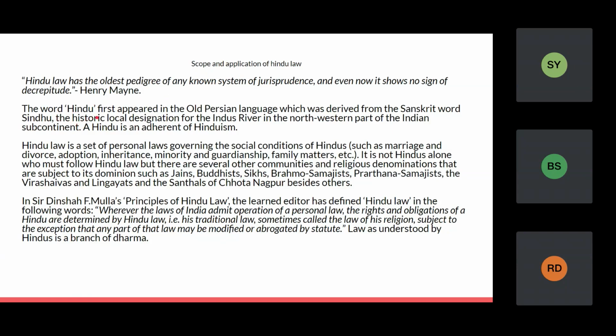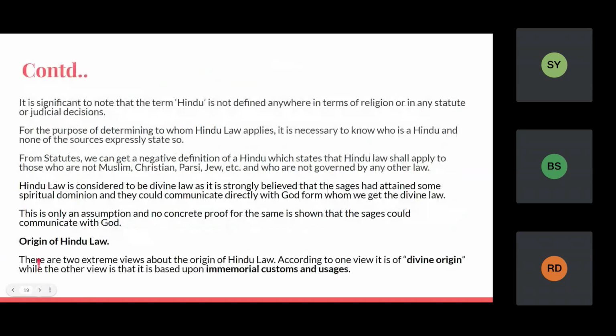The word Hindu first appeared in the Old Persian language, which was derived from the Sanskrit word Sindhu. So, who is a Hindu? A Hindu is a person who follows Hinduism. So this is all relating to Hindu law. Many people have explained many words about it.